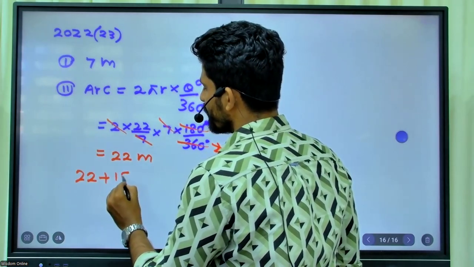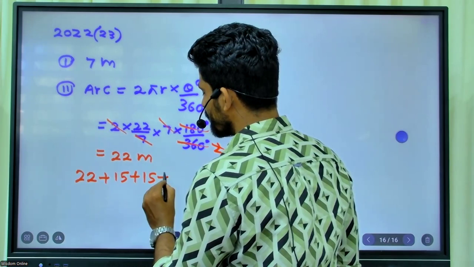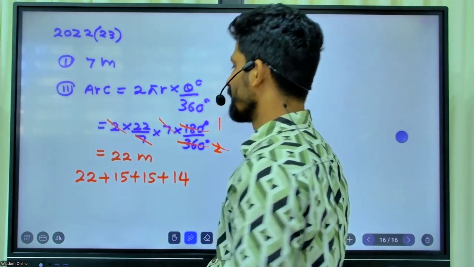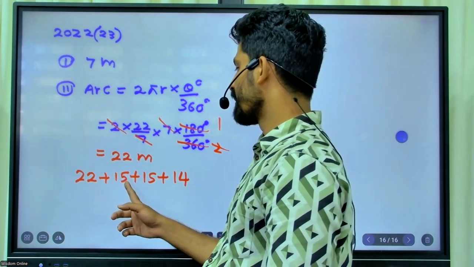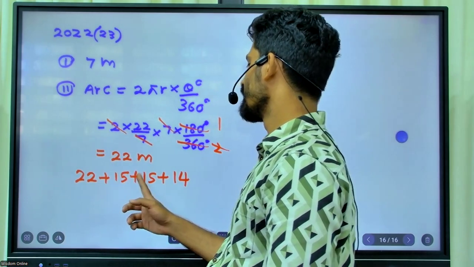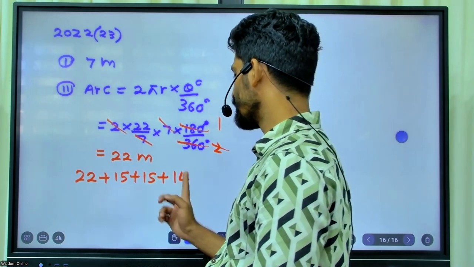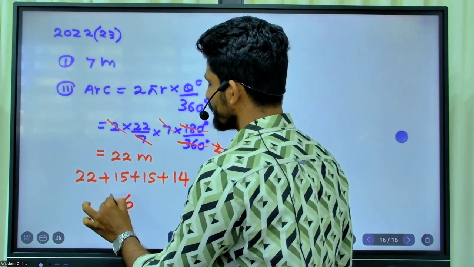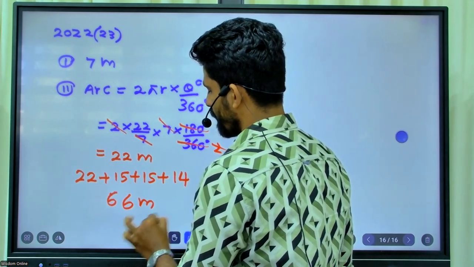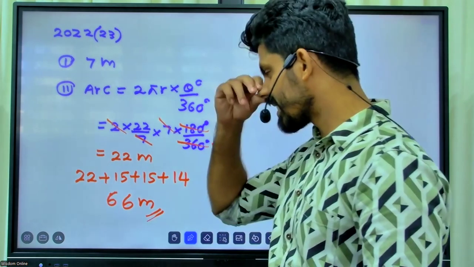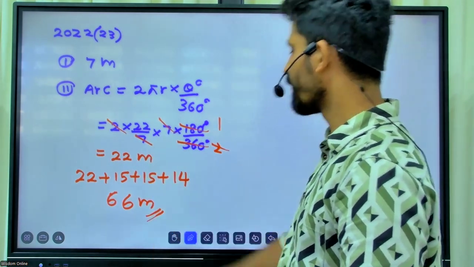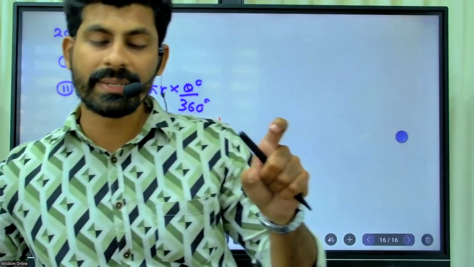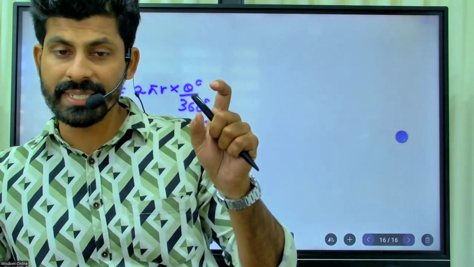22 plus 15 plus 15 plus 14. 2 plus 5, 7. 7 plus 5, 12. 12 plus 4, 16. Remaining 1, 3, 4, 5, 6. 22 plus 15 plus 15 plus 14. I are equal by dividing into two equal parts.